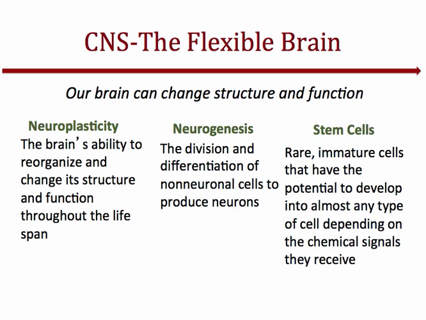And another type of cell that also contributes to brain plasticity are stem cells. Okay, these are rare, immature cells that have yet to develop into specialized cells, and so they maintain this capacity to develop into different types of cells because they haven't become specialized yet.